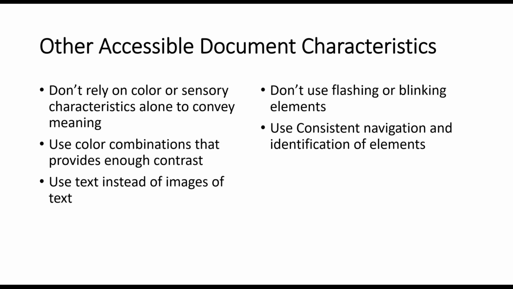A couple other accessible document characteristics. Trying not to rely on color or sensory characteristics alone to convey a meaning. And that kind of goes back to the graph to convey that data. You want to use not just color or sensory characteristics, but you also want to use words, maybe symbols, or other forms of information to convey that over.